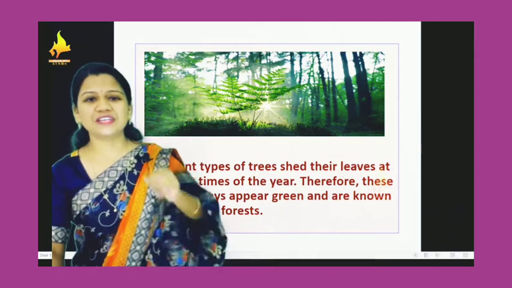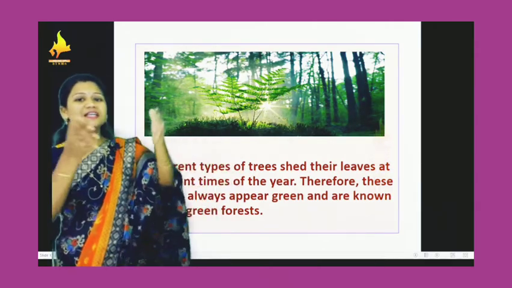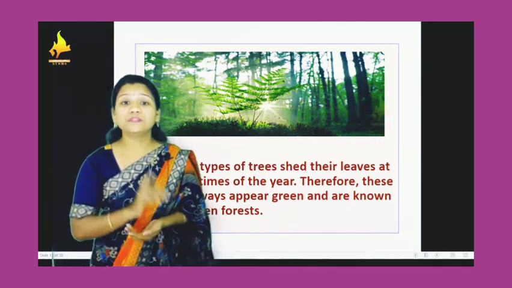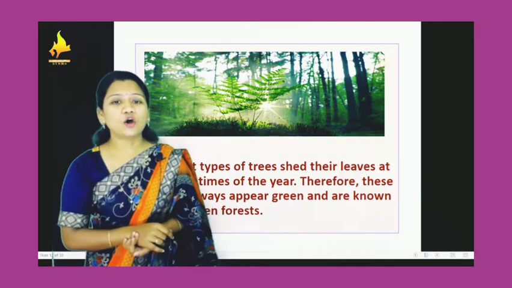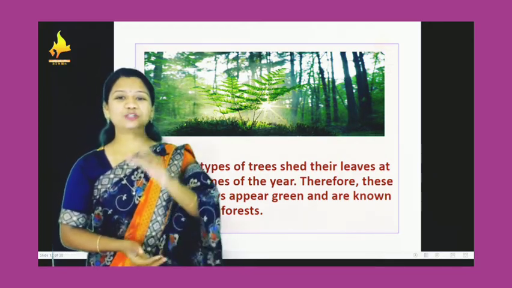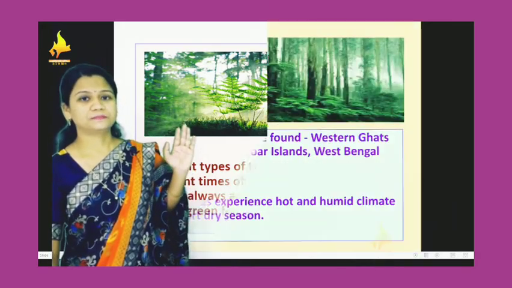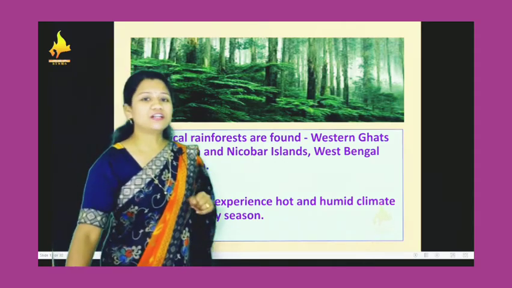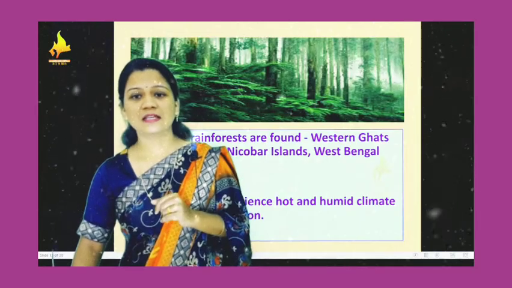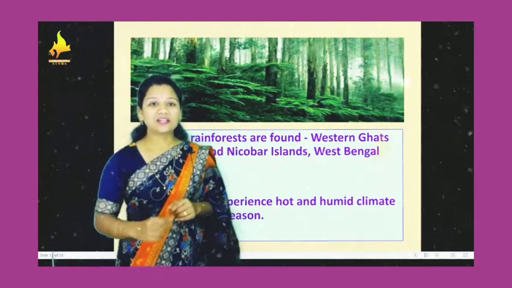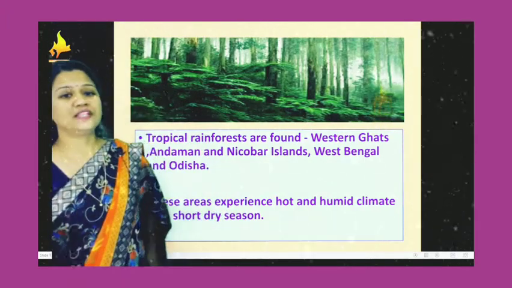You can observe here on your screen that different types of trees shed their leaves at different times of the year, not at the same time. Therefore, these forests always appear green, and because of that only they are called evergreen forests. Such forests are found in different parts of India, for example, the Western Ghats, Andaman and Nicobar Islands, West Bengal and some parts of Odisha.